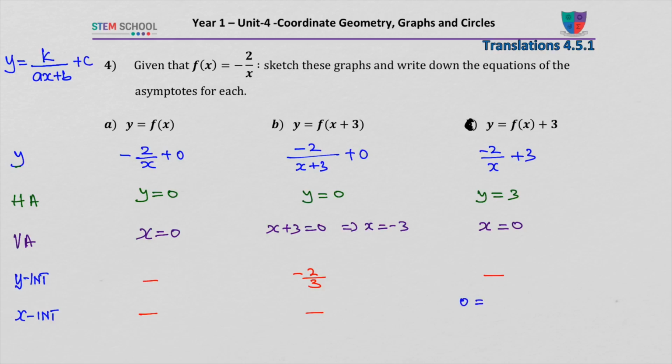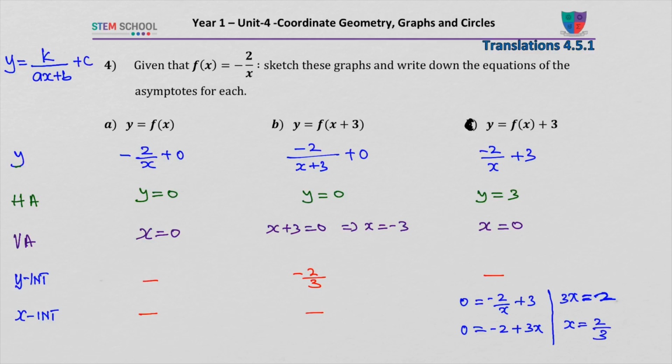0 equals minus 2 over x plus 3. Multiply both sides by x. So I get 0 equals minus 2 plus 3x. 3x equals 2. So we move minus 2 to the other side. Therefore, divide both sides by 3. x equals 2 over 3.